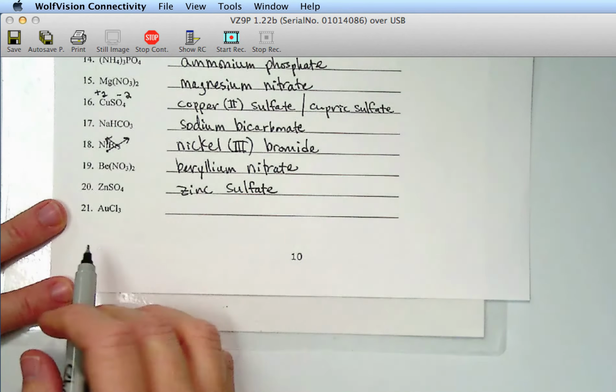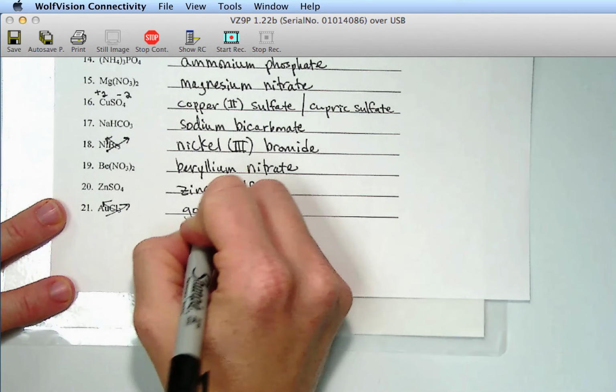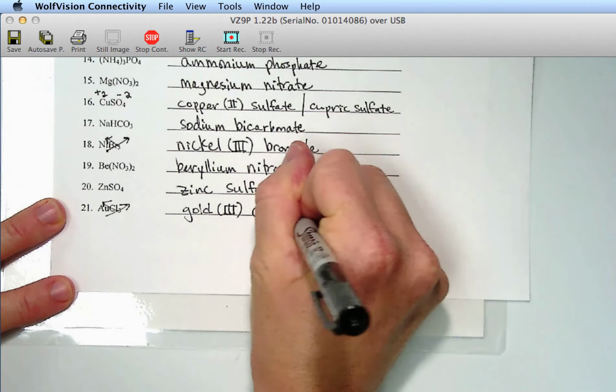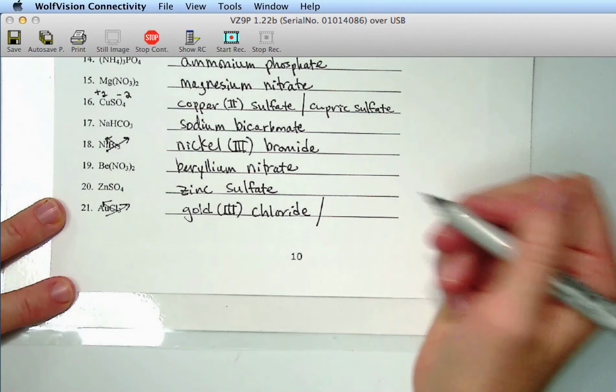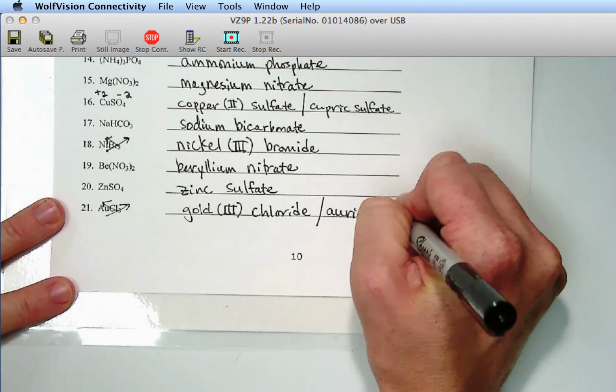And then the last one, cross and raise, gold 3 chloride or auric chloride.